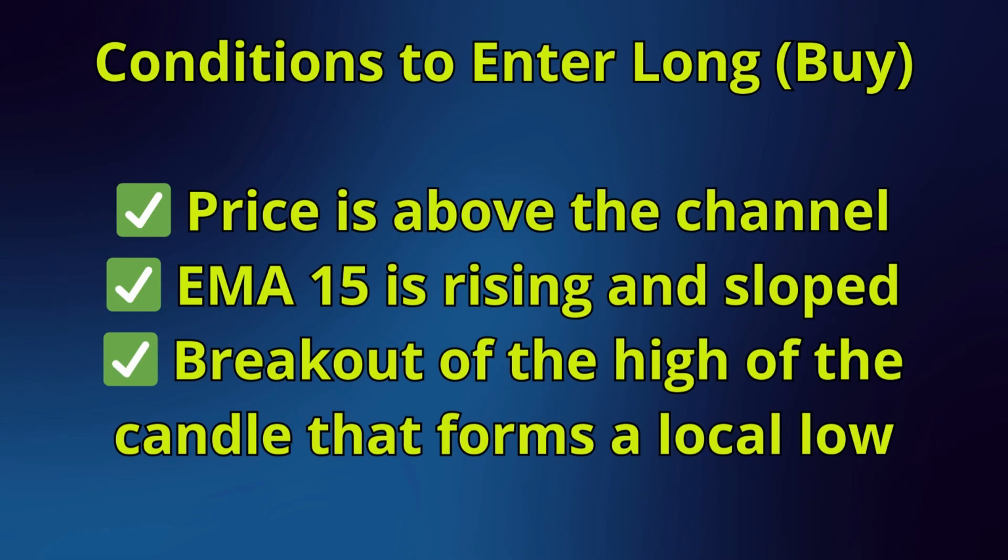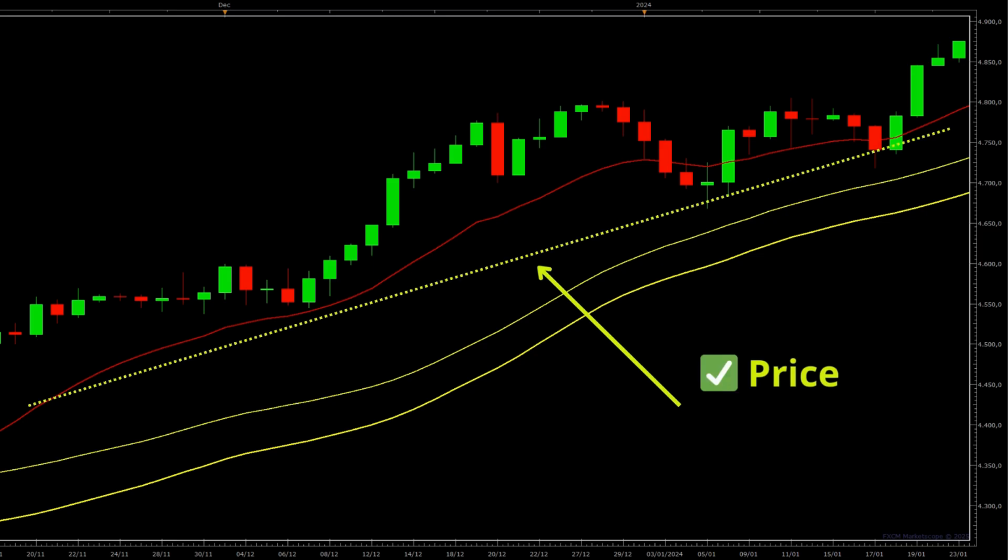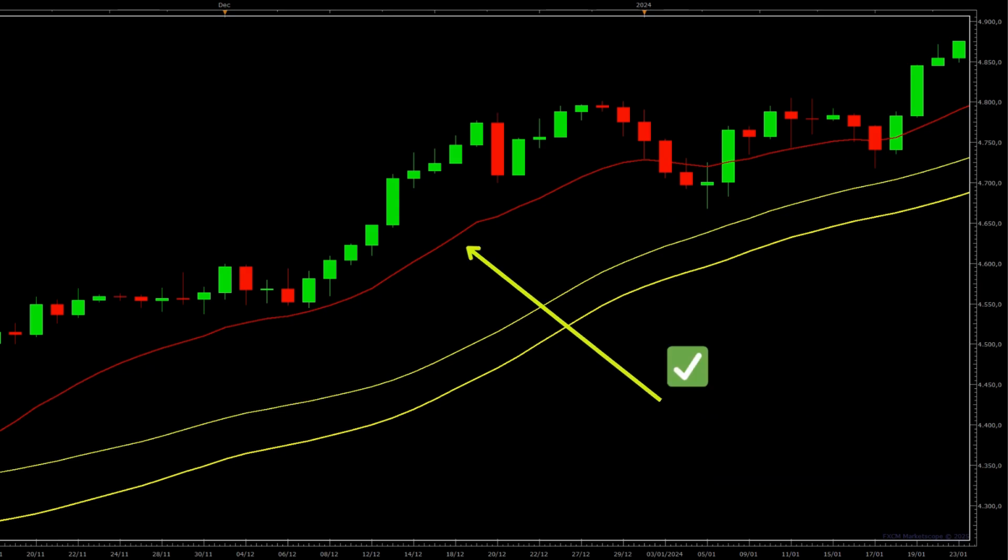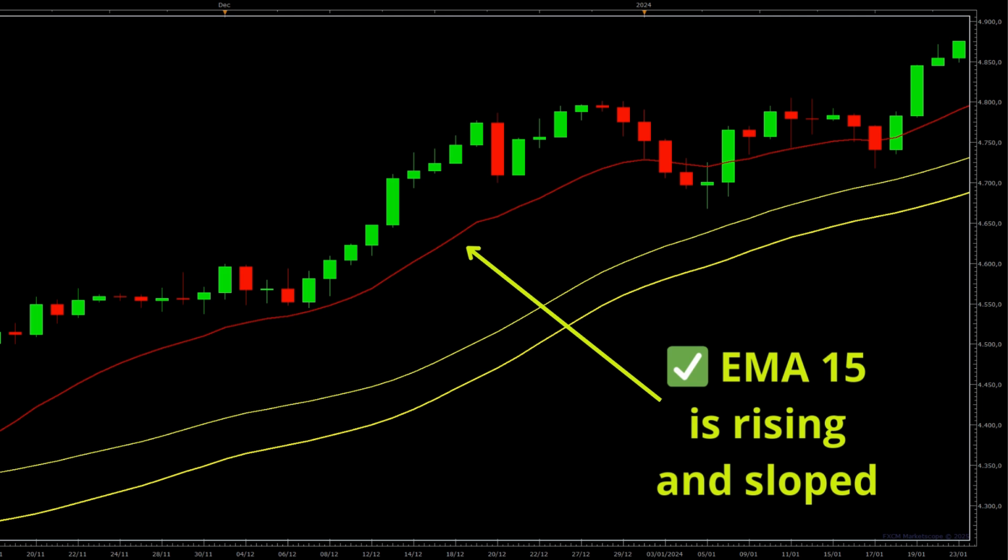Okay, so what are we looking for exactly? Let's break down the 3 specific conditions we need to meet for a valid long or buy setup. First, and most obviously, the price must be trading clearly above the top of the channel, that is, above the SMA 40 high. This tells us the market is in a potential uptrend. Second, we look at our fast EMA 15. It must be rising and angled upward, confirming that there is bullish momentum behind the price movement. A flat EMA is a warning sign.